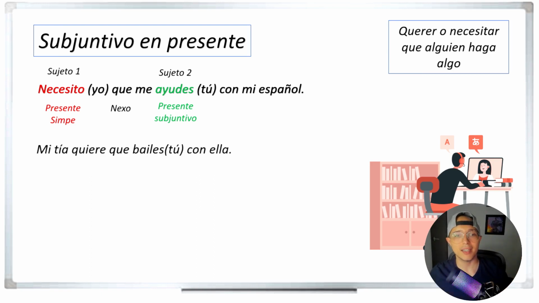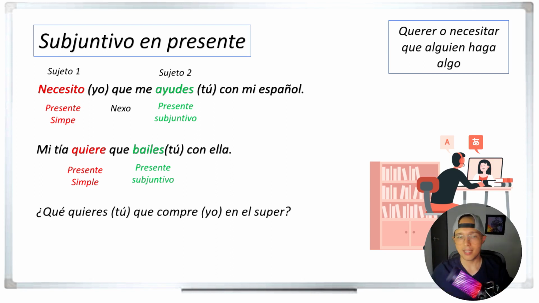Mi tía quiere que bailes con ella. One more time. Mi tía quiere que bailes con ella. So, mi tía, my aunt, wants something. That is the real part. My aunt wants something. Mi tía quiere que. What does she want? That you dance with her. So, whether you will dance with her or not, we don't know. We only know that she wants that. So we say, mi tía quiere que bailes con ella. Let's repeat that one more time. Mi tía quiere que bailes con ella.